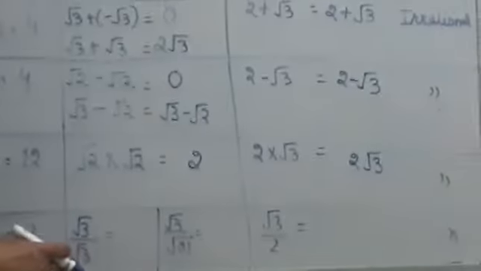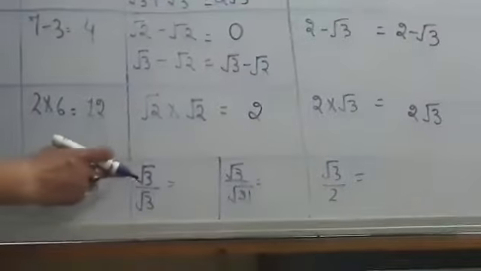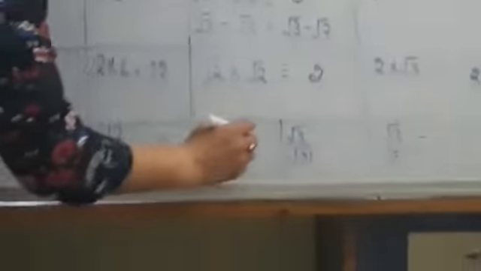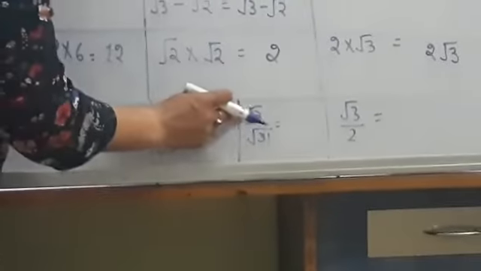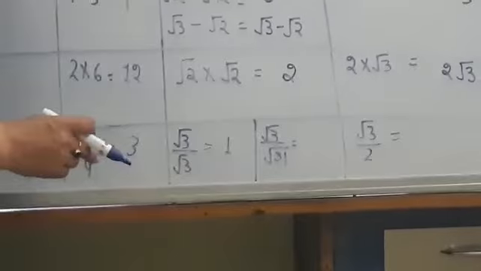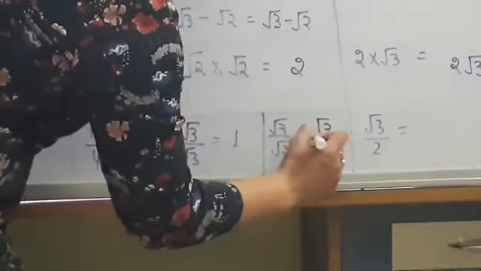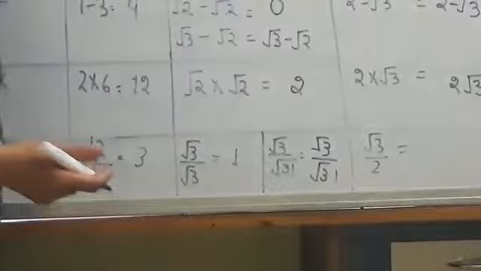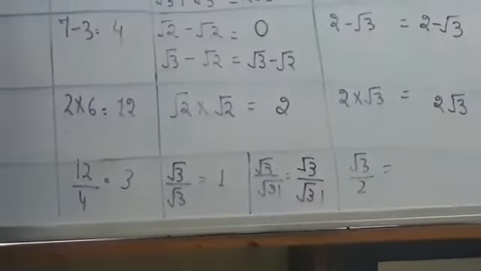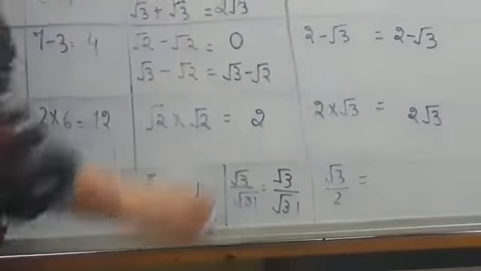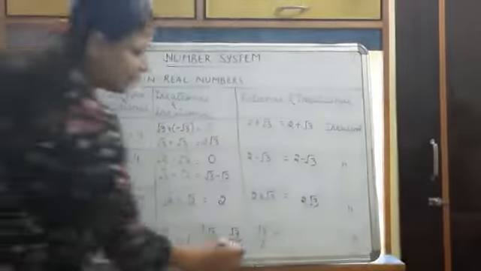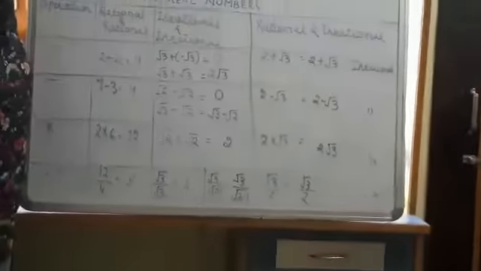Now if I am going to divide two irrational numbers like root 3 and root 3, what will I get? 1, which is a rational number. Now root 3 and root 31, if I divide, what will I get? Root 3 divided by root 31 as it is, which is an irrational number. Now if I divide rational and irrational, root 3 and 2, what will I get? Root 3 by 2 as it is, which is an irrational number.